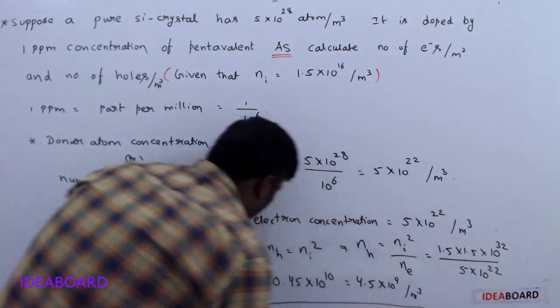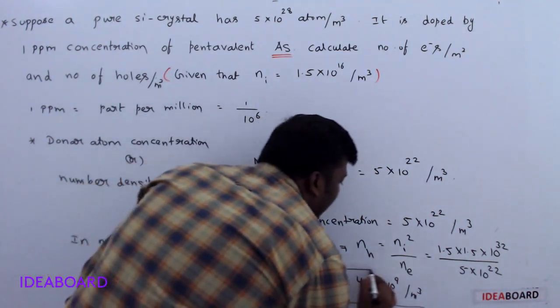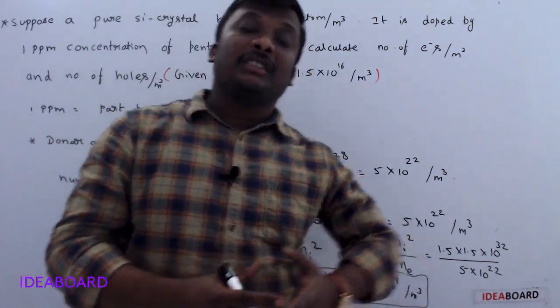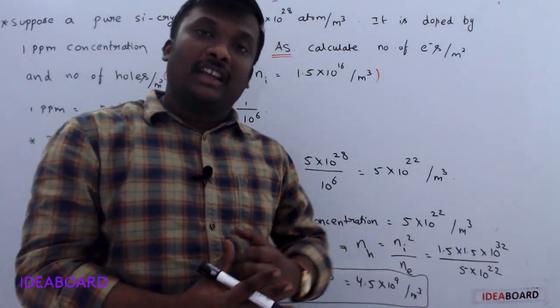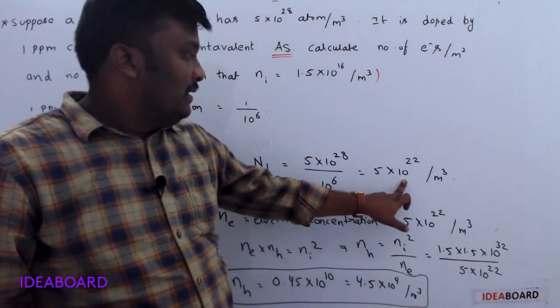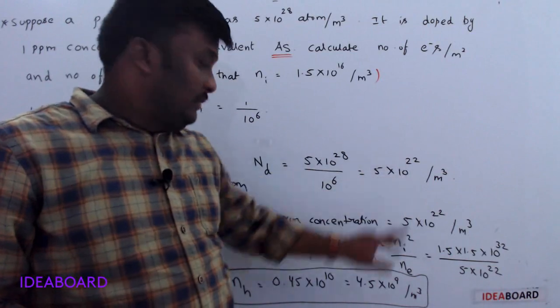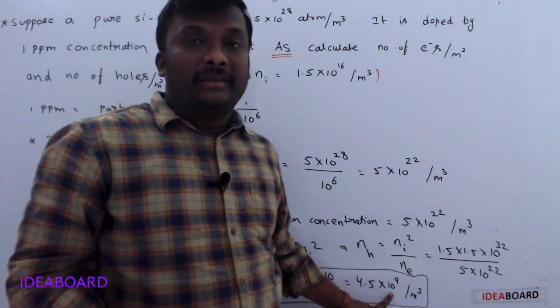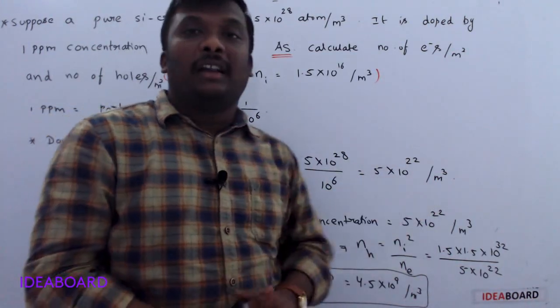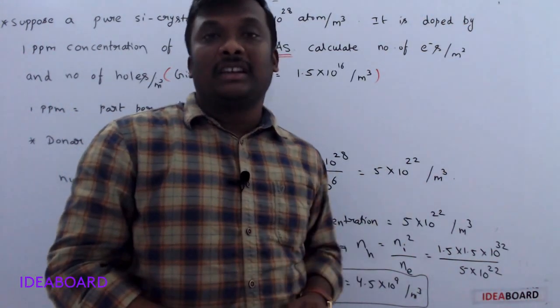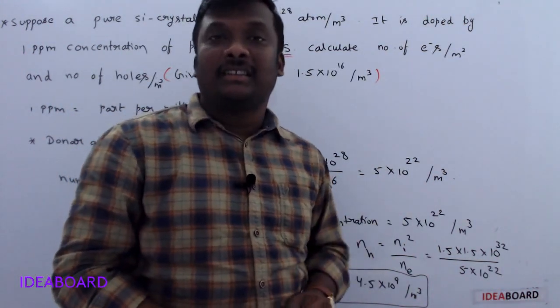Okay, so in a semiconductor like this, previously we said majority charge carriers are electrons and minority charge carriers are holes. See here, it consists of 10 power 22, but here we got only 10 power 9. So more number of electrons are present. That's why in this semiconductor, majority charge carriers are electrons and minority charge carriers are holes.